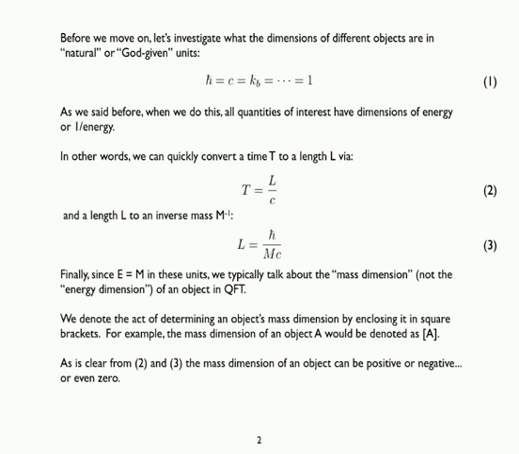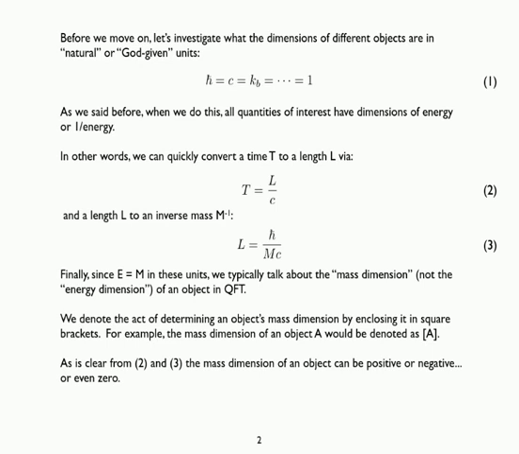A lot of times what we're going to be interested in is what we call the mass dimension, or the energy dimension, of an object. Like when we write down our Lagrangian, we'll have some term that goes like the mass squared times phi squared, and we'll be interested in what the mass dimension of that term is. To denote that, we usually put it in square brackets. Some things are easy to figure out, some are a little more difficult.